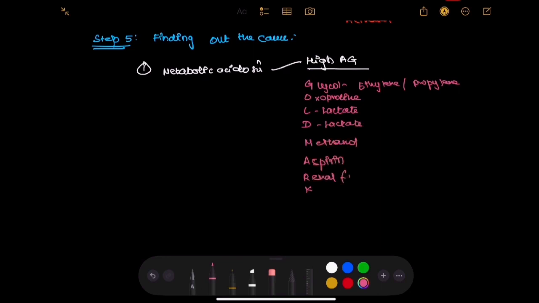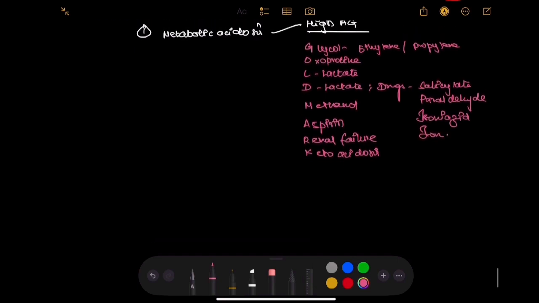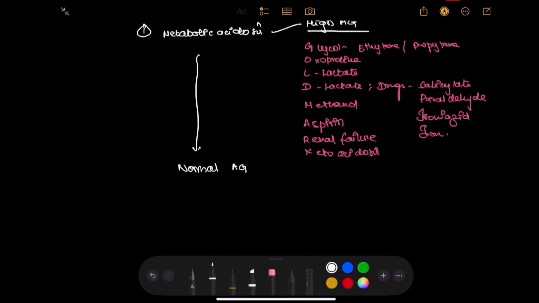Glycols, like ethylene glycol or propylene glycol poisoning, or L-lactate or D-lactate accumulation, methanol poisoning, aspirin, renal failure, diabetic ketoacidosis, drugs like salicylates, paraldehyde, isoniazid, and iron. These are the conditions that can cause high anion gap metabolic acidosis.